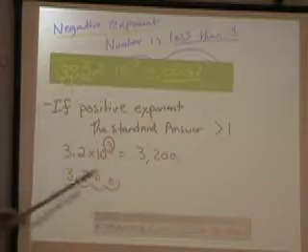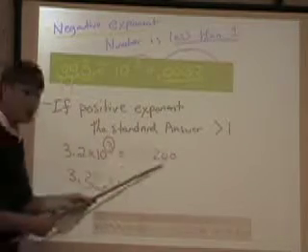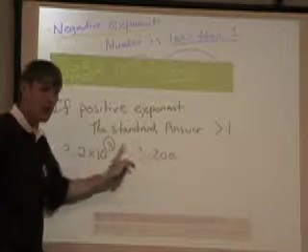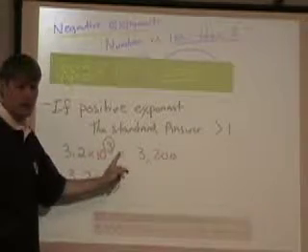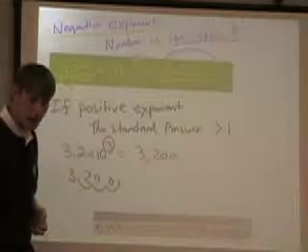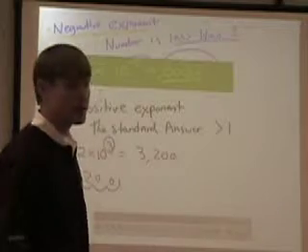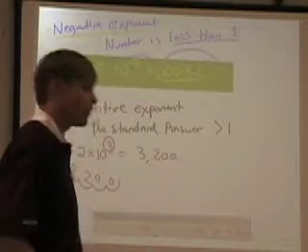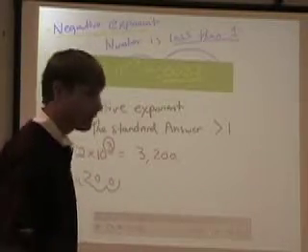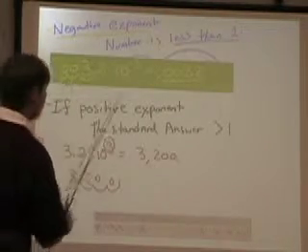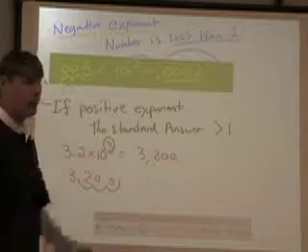Okay? This was scientific. This is standard. And the reason I moved the decimal to the right is because it was a positive exponent. Okay? You understand? A negative exponent, the answer is less than 1. A positive exponent, the answer is greater. Good. Now we're going to learn, this is scientific notation to what? Standard. Now we're going to do the opposite.